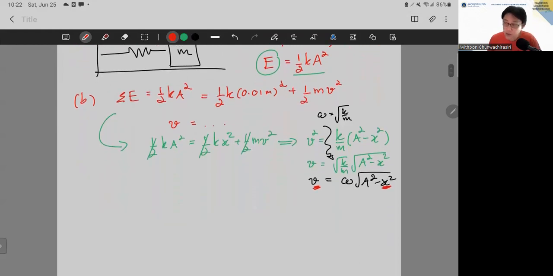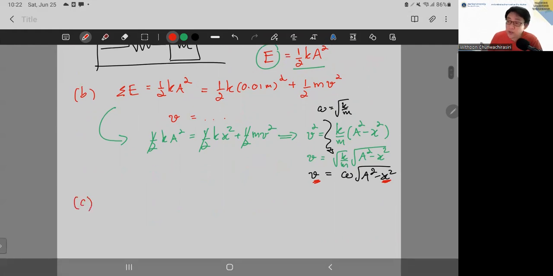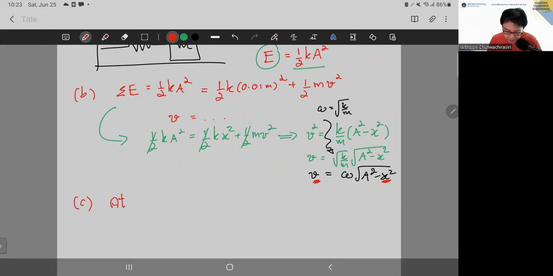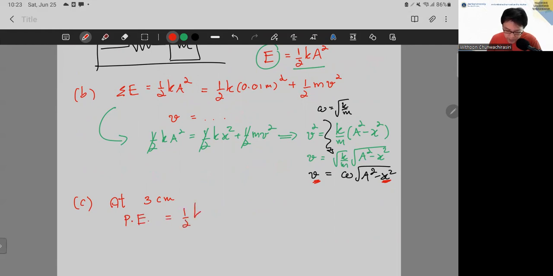Alrighty, keep going. Part C, find the kinetic energy and the potential energy when the position is given at 3 centimeters. So now it's going to be easy, right? Because now part C is just like you'd redo the whole thing one more time, except you do it at a different position. Now it's x equal to 3 centimeters. So you say at 3 centimeters, your potential energy is going to be 1/2 k 0.03 squared. Does that make sense?